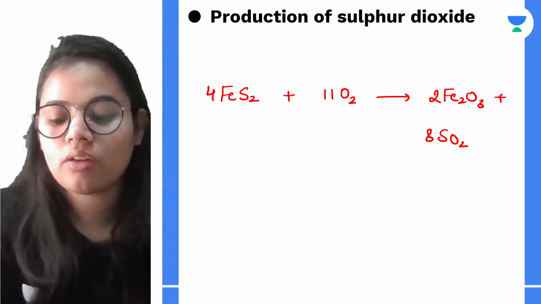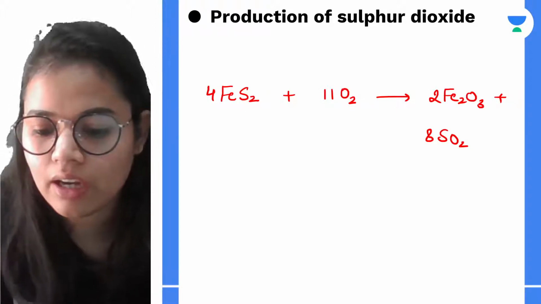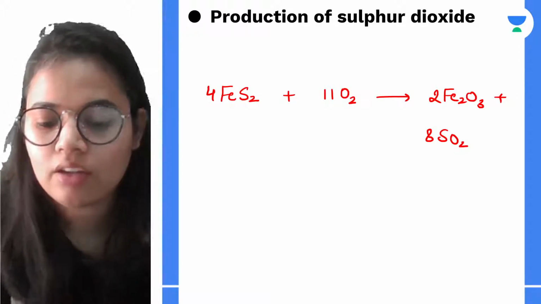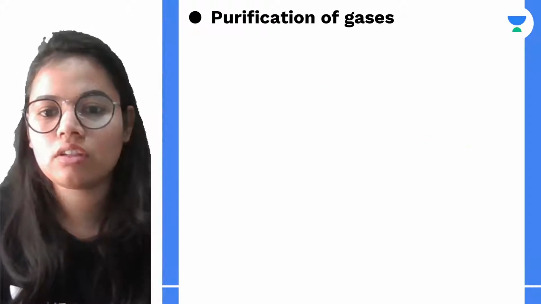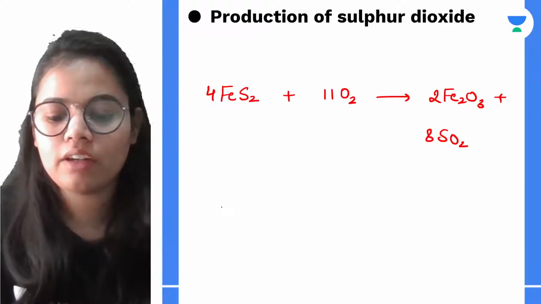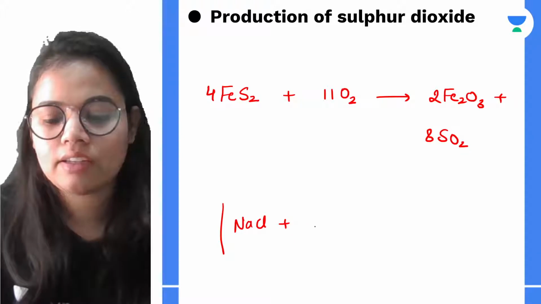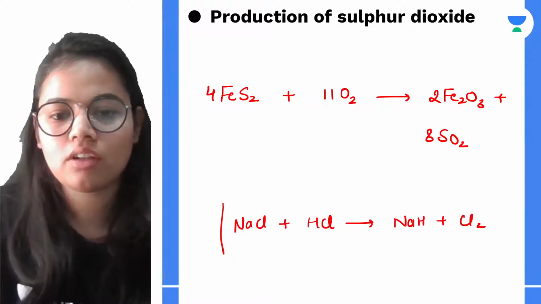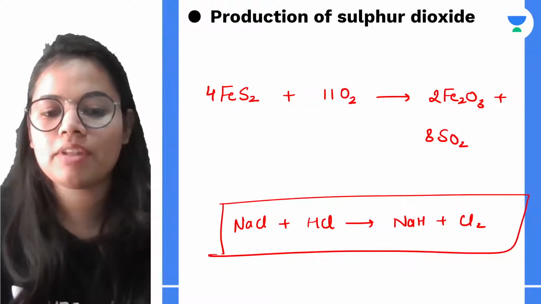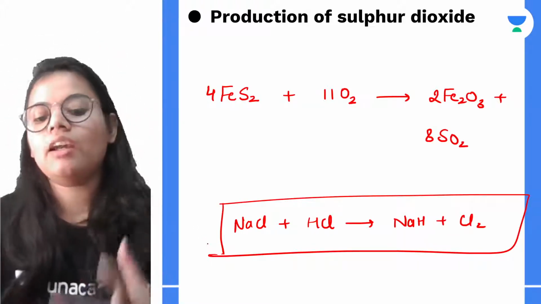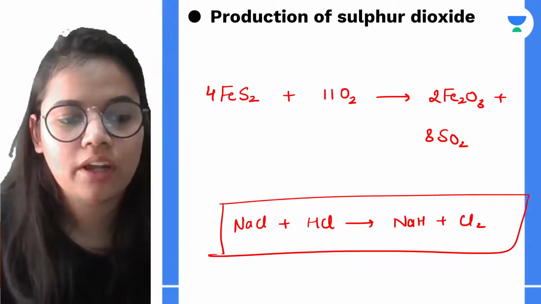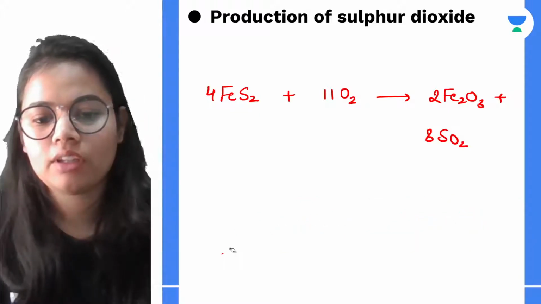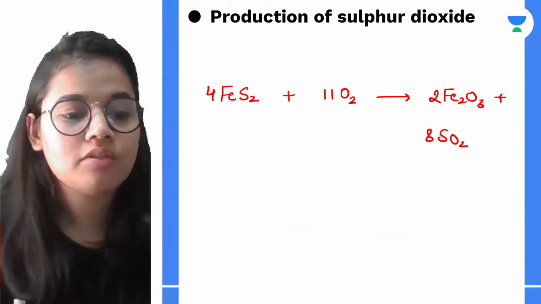Next, I can see Srishti has a doubt. Ma'am, what happens when NaCl reacts with HCl? Let me show you here. When NaCl reacts with HCl, it forms sodium hydride plus chlorine. So Srishti, this is what happens when sodium chloride reacts with hydrogen chloride. I hope you are clear with it.